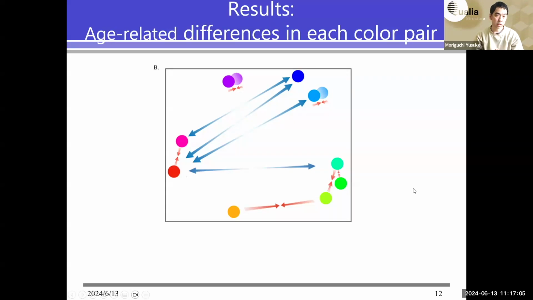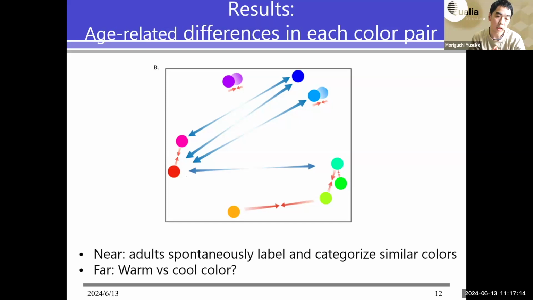So we discussed this result with Tsuchiya-san and Saji-san a lot, and our tentative conclusion for the near color pair, generally this red and pink is near, is this: when adult participants see the color pair, adults may spontaneously label and categorize it into a similar category, like red light color or something like that. Then their similarity rating is high compared to the children. But children do not spontaneously label such color pairs. So we found some differences between adults and children.